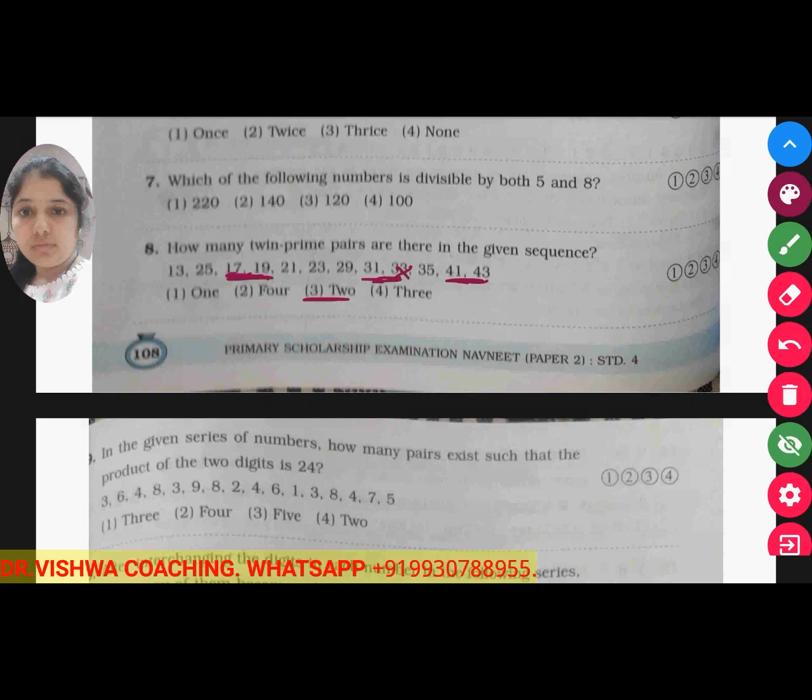29 and 31. Okay, 29 and 31 are also prime numbers and they are also twin primes. So option number 4 is the correct option here. Sorry.